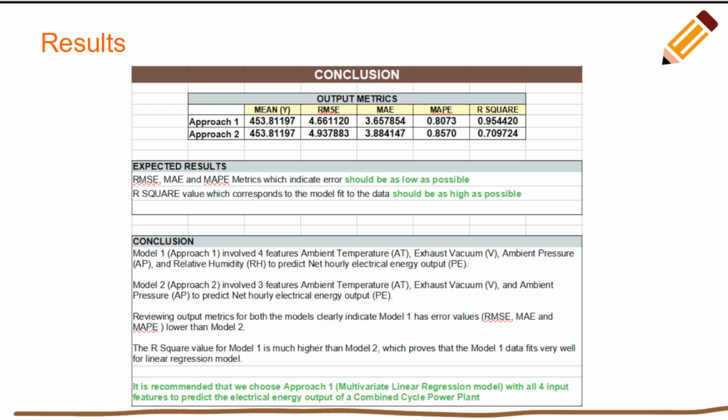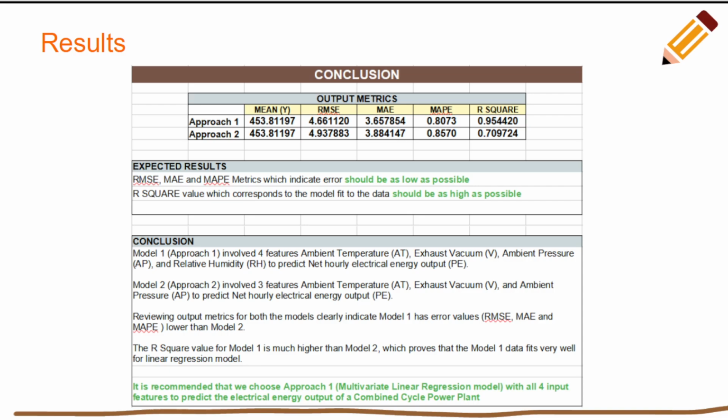The conclusion is, upon reviewing the output metrics for both the models, it clearly indicates model 1 has error values, root mean square error, mean absolute error, and mean absolute percentage error lower than model 2. The R square value for model 1 is much higher than model 2, which proves that the model 1 data fits very well for linear regression model.